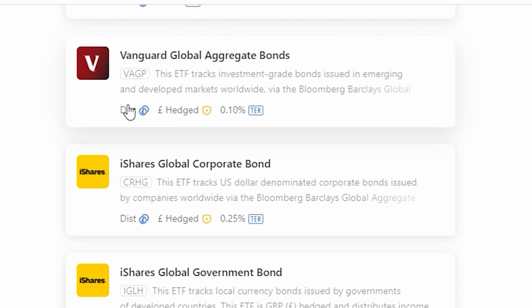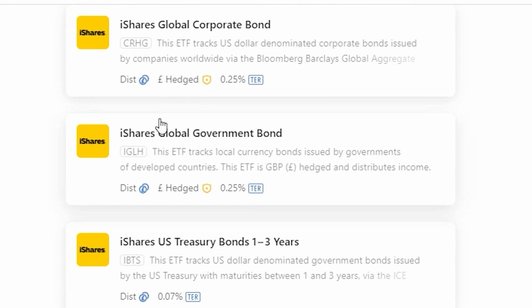So as the first building block in any bond portfolio, a global aggregate bond ETF provides the widest exposure to the world's investment grade bond market. Of course, if you wanted income to be paid out, you'd simply opt for the income paying version of an ETF rather than the accumulation version.